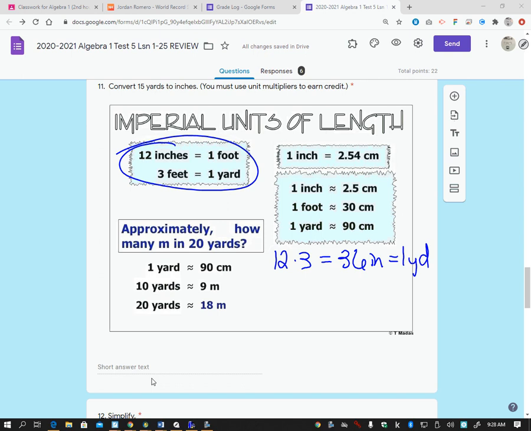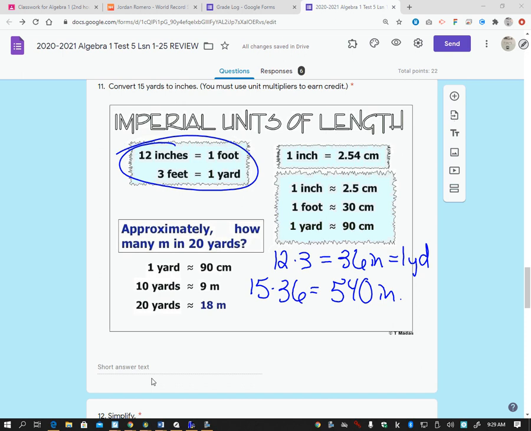Okay, so how do I find out how many inches are in 15 yards? Multiply what? 15 times 36. 540 inches. There's multiple different ways to do it. Okay, but did you still get 540? Yeah.